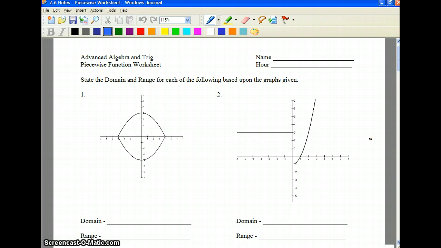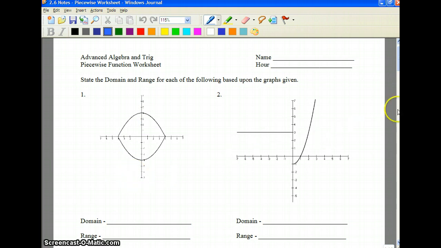So just on the front part here of your worksheet, these are just pictures of piecewise functions. And this one, number 2, is a good example. This is one piece of the graph, and this is the other piece of the graph. Now they're functions, so they should pass the vertical line test if they're a function. This one would not be a function because it doesn't pass the vertical line test. So we're going to talk about piecewise functions.